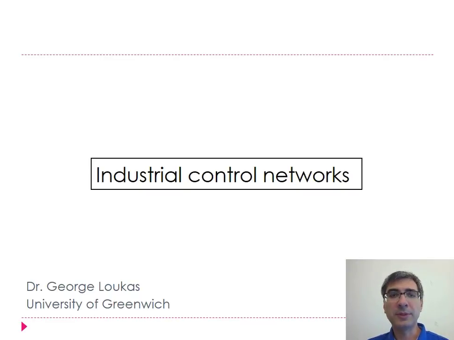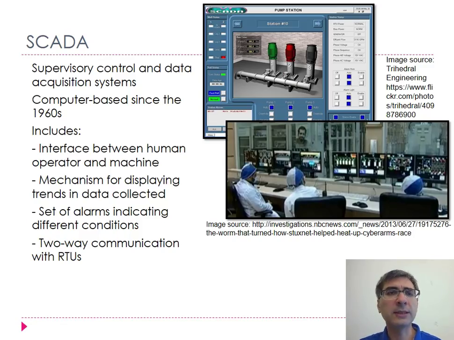There are quite a few types of systems that can be considered as industrial control systems, but in the context of cybersecurity, we tend to use the term SCADA. It has become almost synonymous to industrial control systems, although it is only one of them. SCADA is a supervisory control and data acquisition system. First computer-based SCADA were in the 1960s.